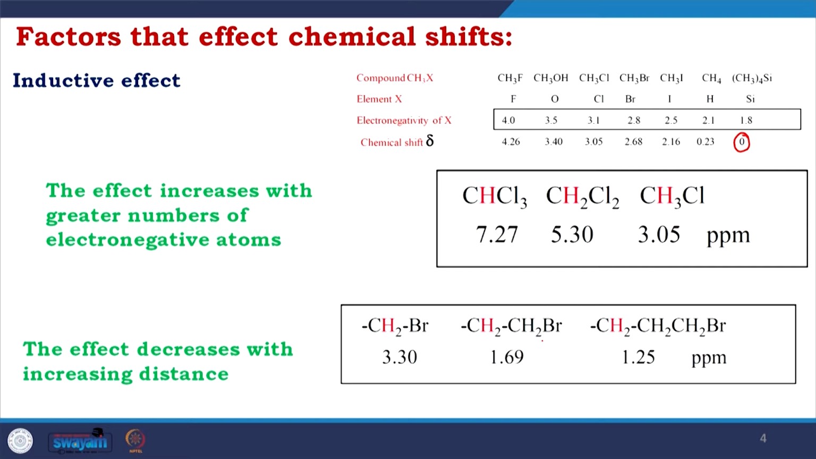What are we talking about? We are talking about the hydrogen which is going further, only the red colored hydrogen. Otherwise, if you consider these and these, they are still closer, so they would have higher chemical shift in comparison to the red ones. Okay. So, with increasing distance from the electronegative atom, the chemical shift decreases.